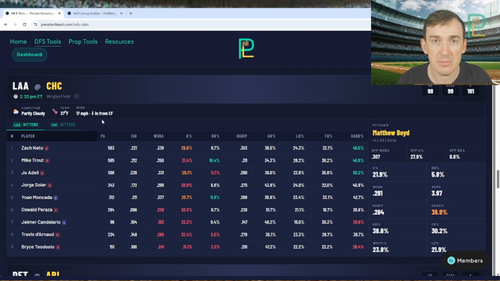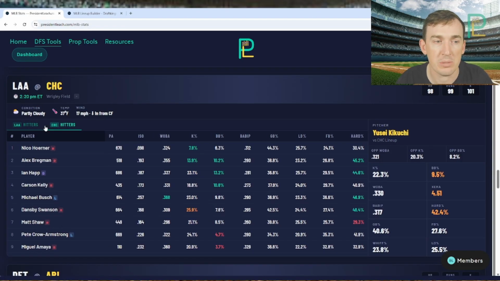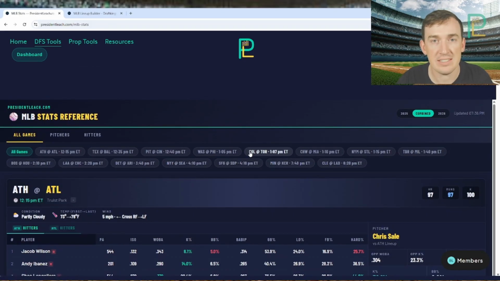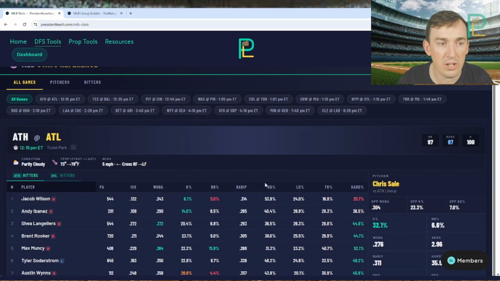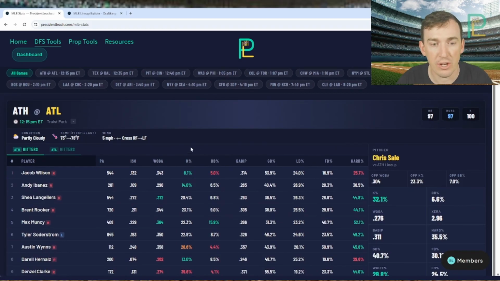A lot of the times the field knows that. So we'll have to keep an eye on what Matthew Boyd's or Yusei Kikuchi's ownership comes in at on this slate. This process can really be as thorough as you want. At the very least, I would say you need to note those things.